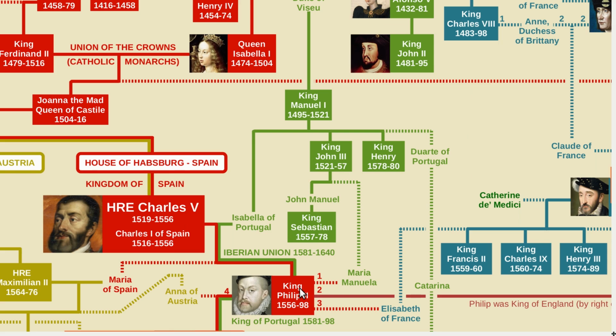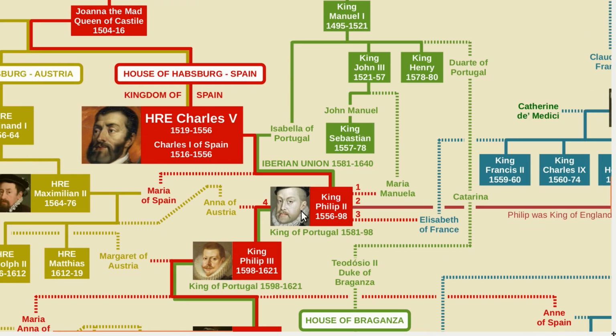And eventually, the throne passes to King Philip II of Spain, who was a member of the Habsburg dynasty. And this is because Philip's mother was a Portuguese princess, the sister of John III and King Henry. So this resulted in what's called the Iberian Union, a period of about 60 years during which the crown of Spain and the crown of Portugal were united.